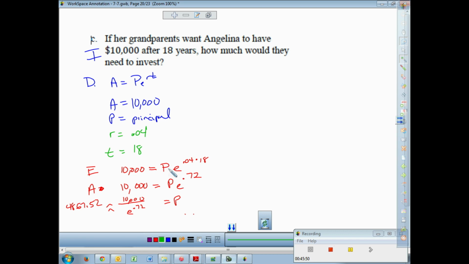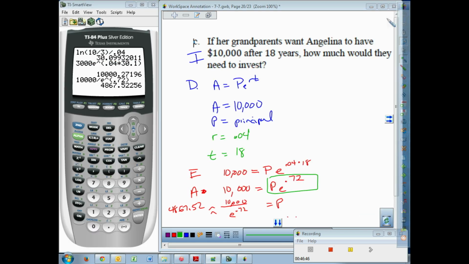So we're going in like right here. All right, we want to see if that equals 10 G's. So don't use the number that you have that's not rounded. Use the rounded number. Punching in 4867.52 times e to the 0.72 power. Isn't that what we want? Did you get $10,000?